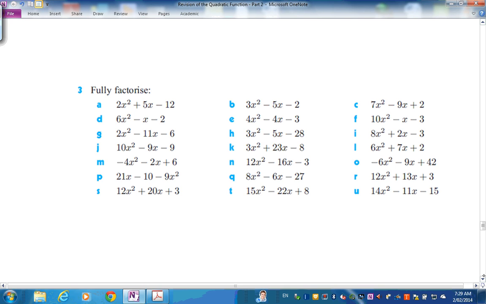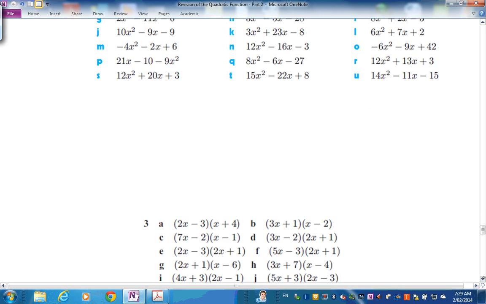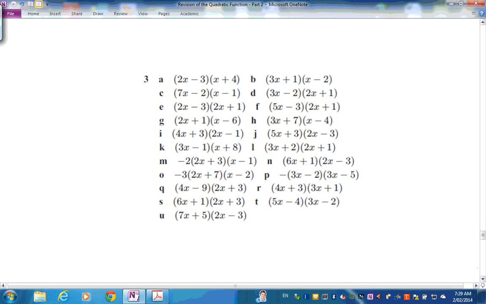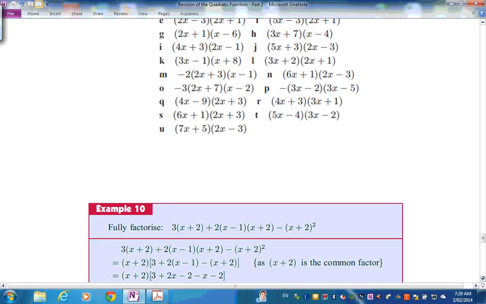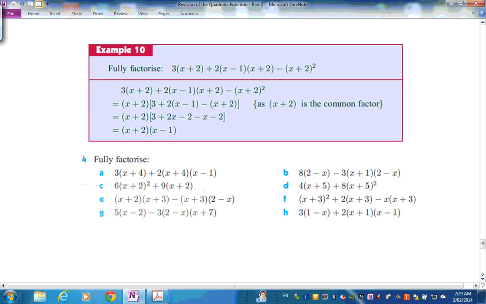Right, let's have a look at the answers. Okay, so there are the answers. Have a go and just check out what's going on. And you can always check your answer by expanding it, remember. Factorization is the reverse of expansion and vice versa. Alright, a couple of little different ones coming up, and these can be helpful when you're getting bigger expressions in polynomial work later on.